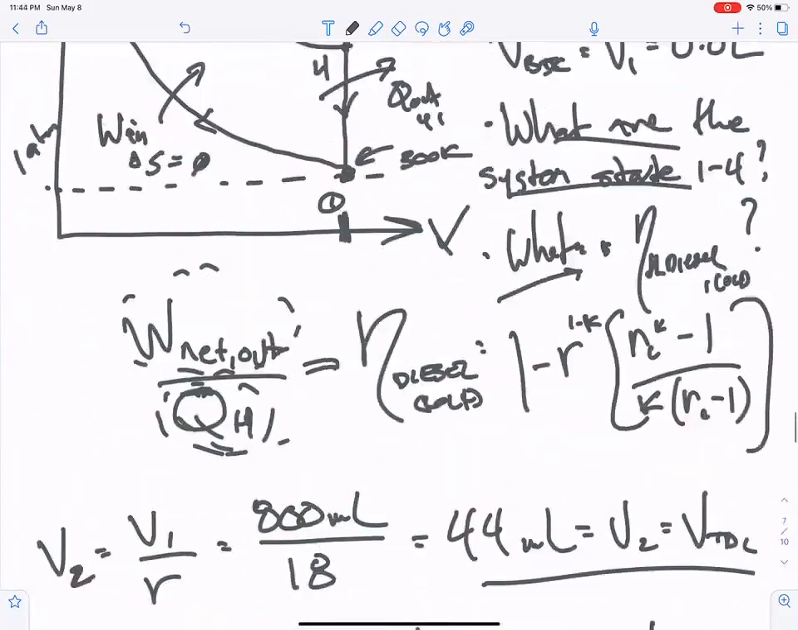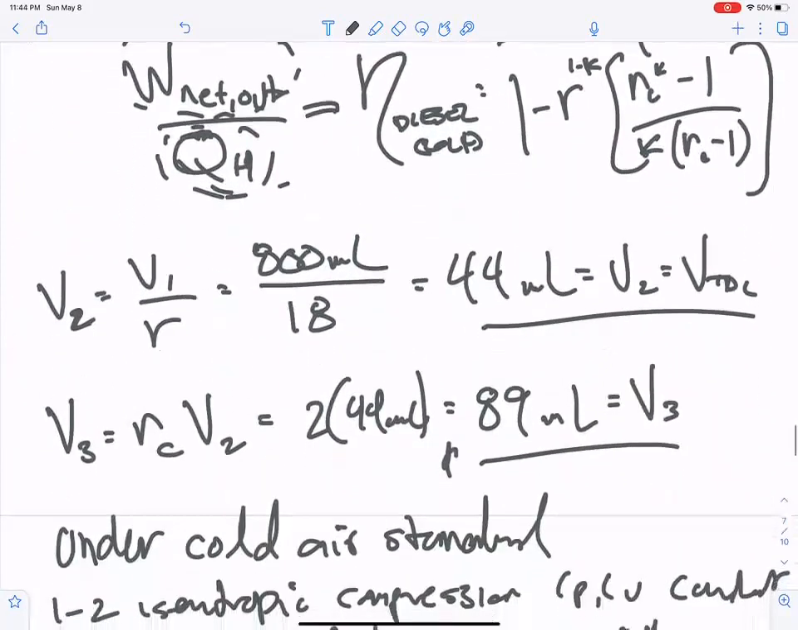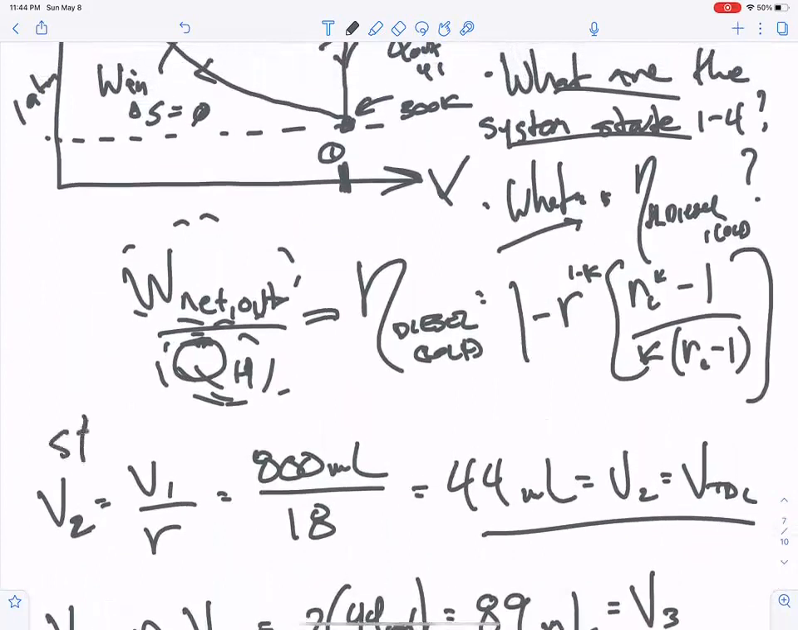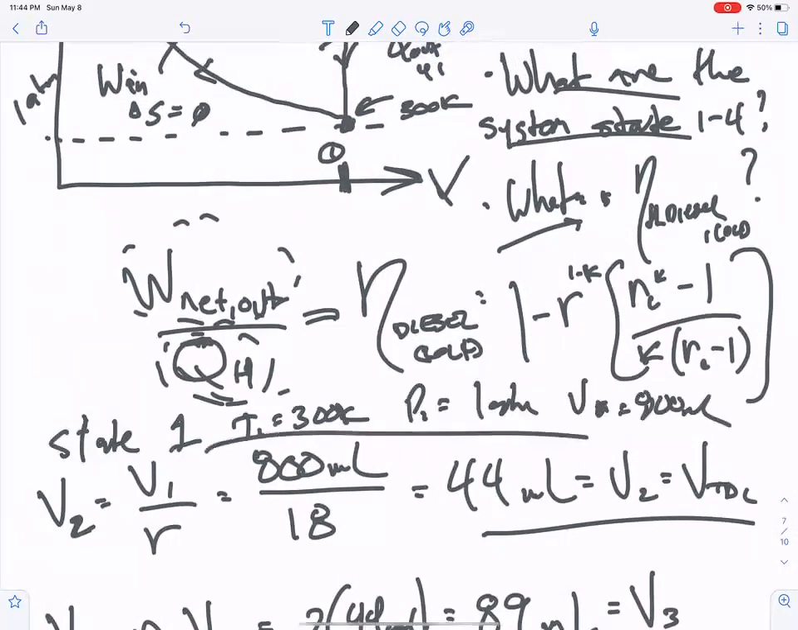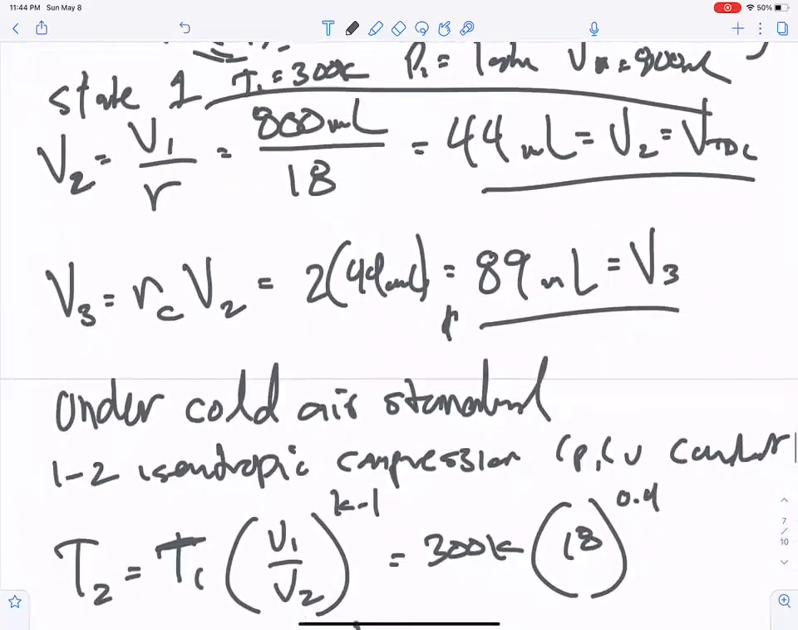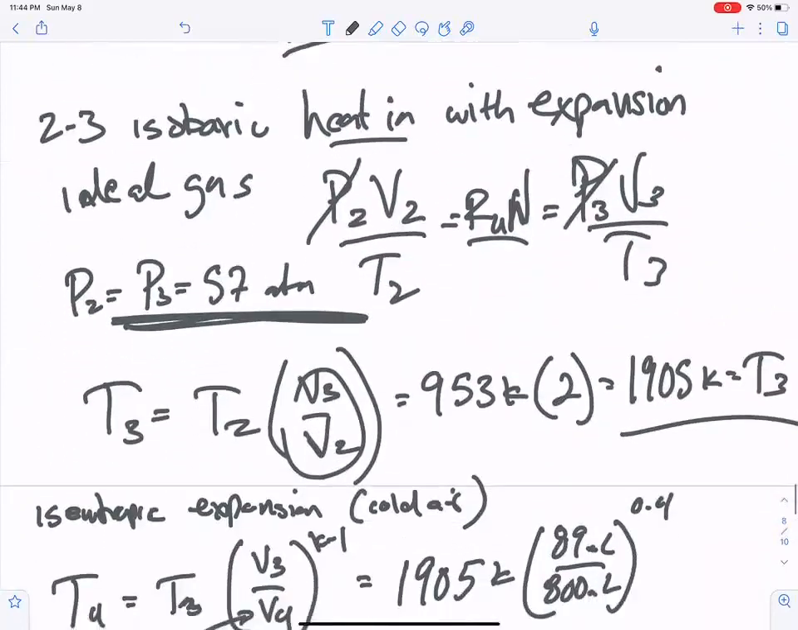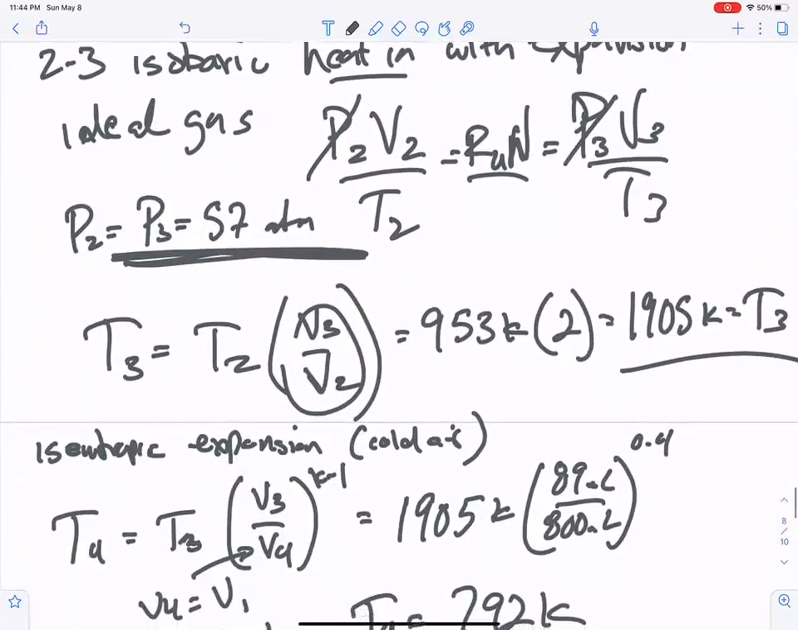State 1, I guess we can explicitly say this. State 1: T1 equals 300 Kelvin from San Diego. P1 equals 1 ATM. V1 is given, 800 mils. So that was given, state 1. Then we went from there based on the compression ratio, the cutoff ratio, these cold air isentropic relations, and this isobaric ideal gas relation.